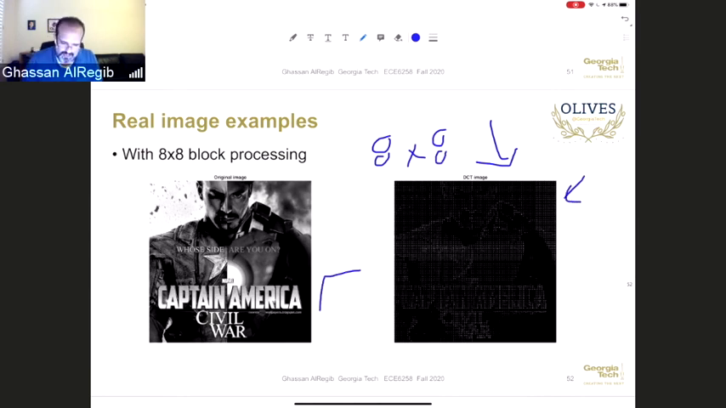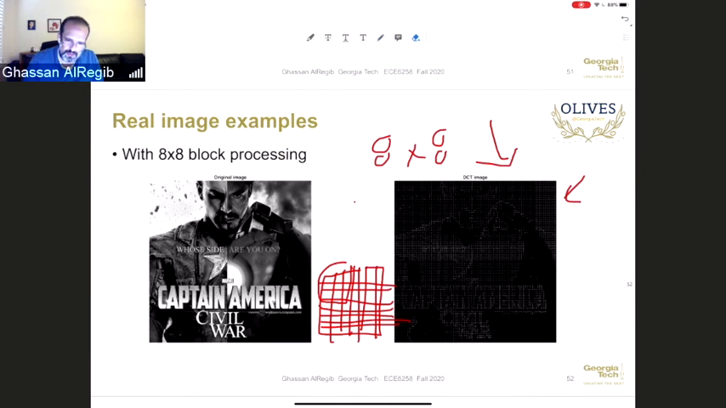Maybe in an 8 by 8, I think this is 8 by 8, maybe these are the only ones. So maybe only these ones will have non-zero values. Everything in here is zero. That's why you still have this kind of DCT image.